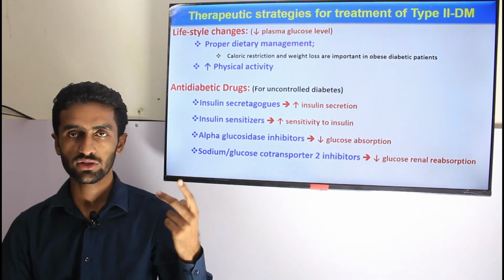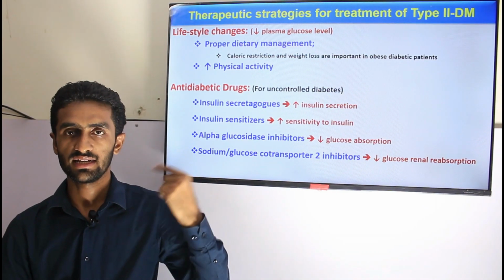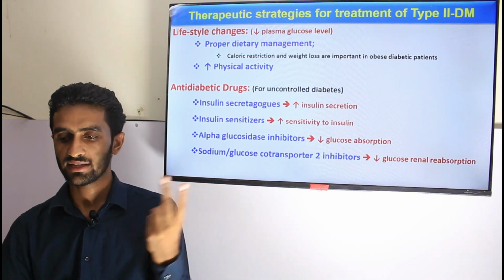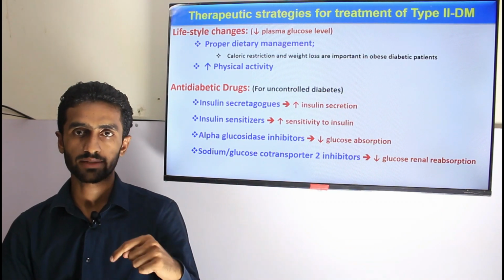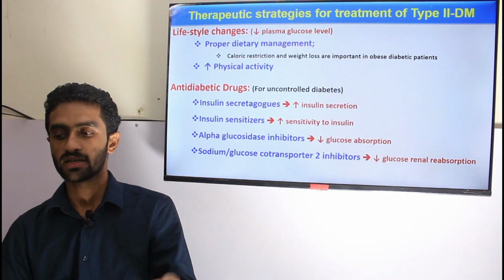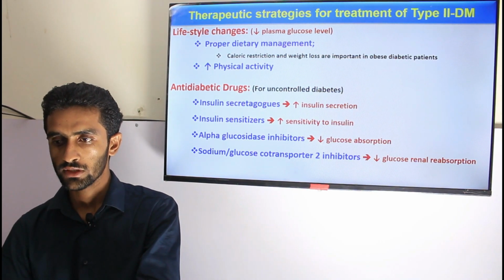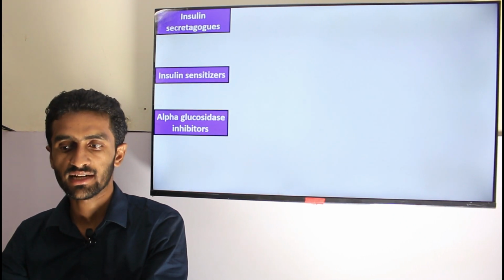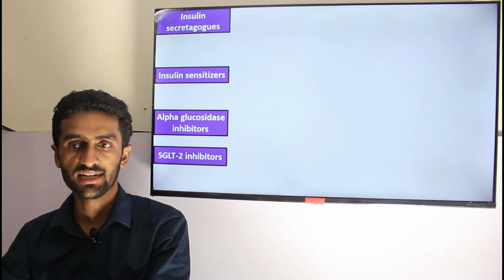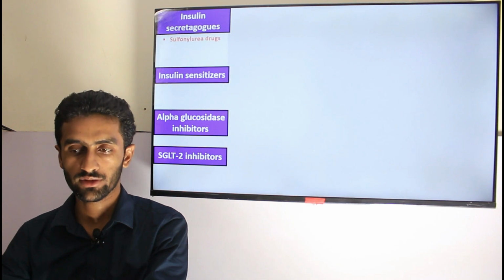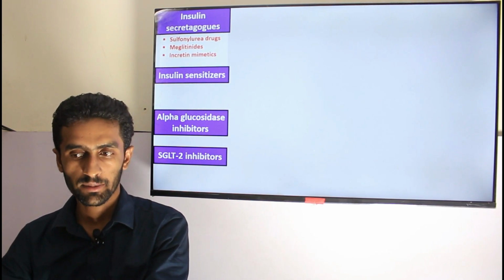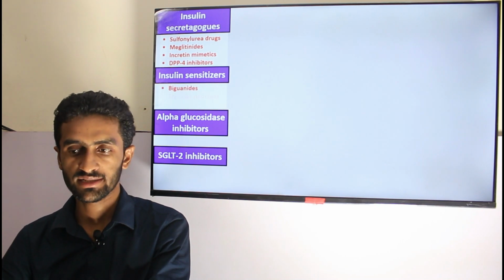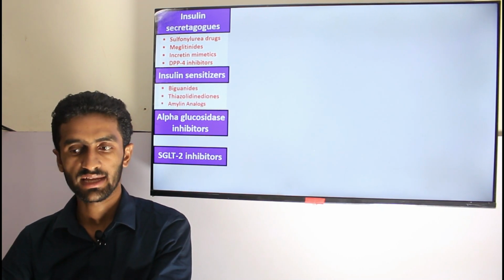Okay, so these are 4 categories. 2 are associated with insulin: one increases the insulin level, the other increases the sensitivity, while for the other 2, one is decreasing the glucose absorption, the other is decreasing the glucose renal reabsorption. Okay. So we have 4 categories: insulin secretagogue, insulin sensitizer, alpha glucosidase inhibitor, SGLT2 inhibitor. In the insulin secretagogue, we have sulfonylurea, meglitinide, incretin, and DPP4 inhibitors. In the insulin sensitizer, we have biguanide, we have thiazolidinedione, and the amylin analog.